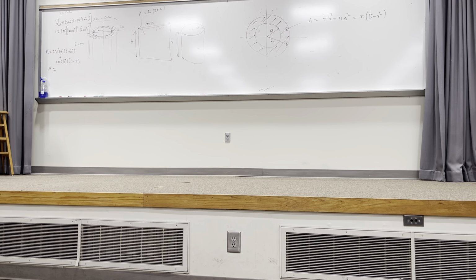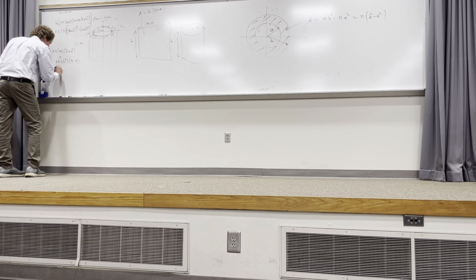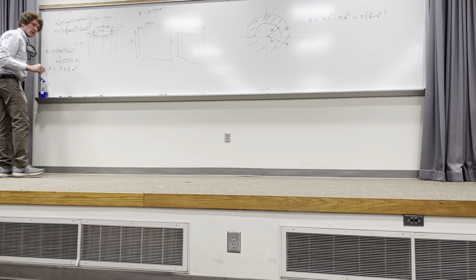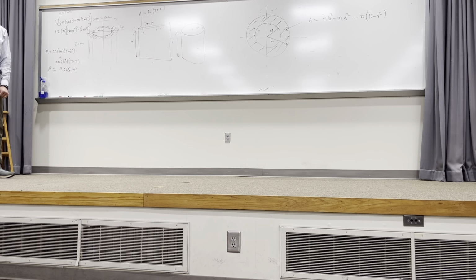Yeah, I got it. What'd you get? 0.065. 0.065 meters squared. Anybody else get that? That's the only thing you're doing is adding up the sections.